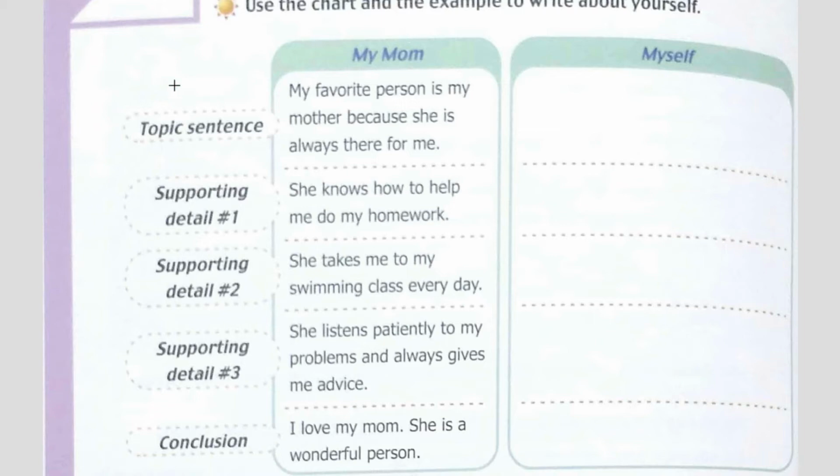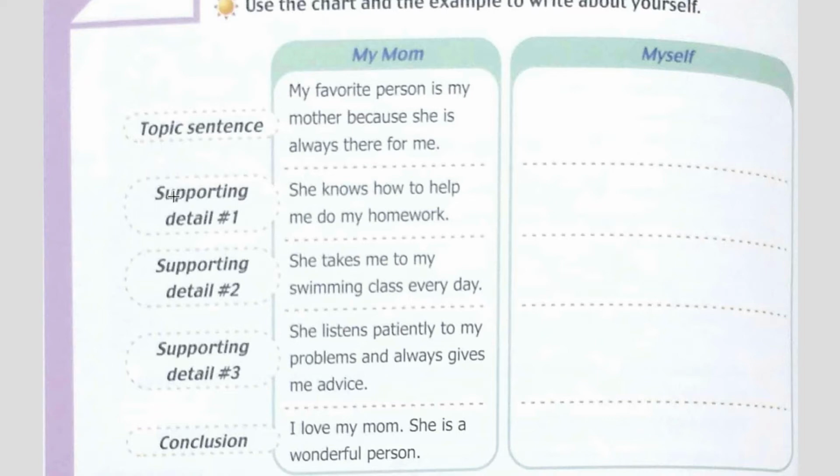So the topic sentence goes into this first little box right next to it. And the person chose the topic sentence to be, "My favorite person is my mother because she is always there for me." So we know that the topic of this paragraph is going to be about how this person's mom is their favorite because she is always there to help them. And so we know that the details need to be relevant to this sentence.